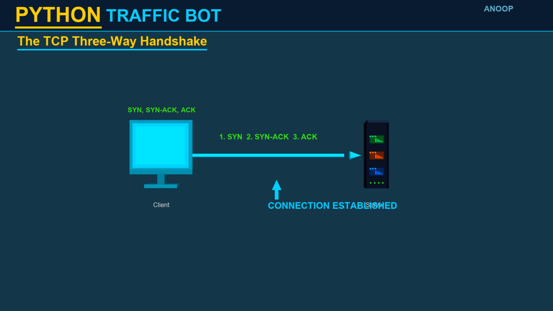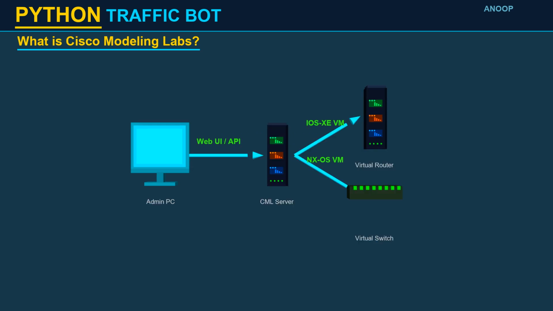Now let's understand Cisco Modeling Labs, or CML. CML is a professional network simulation platform by Cisco that runs real operating system images as virtual machines. Unlike simple packet simulators like Packet Tracer, CML runs actual IOS XE, NX-OS, and ASA images, so behavior is identical to real hardware. You can build complex topologies with routers, switches, firewalls, and Linux endpoints, all connected together in a virtual environment.